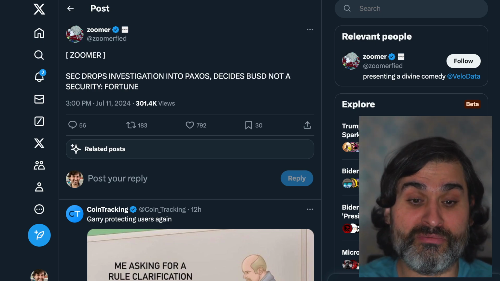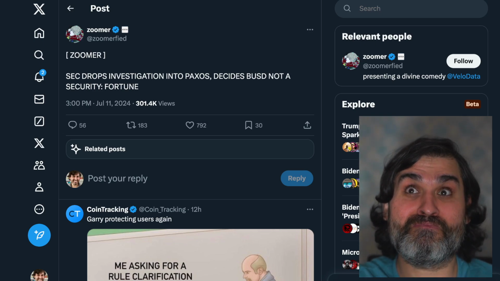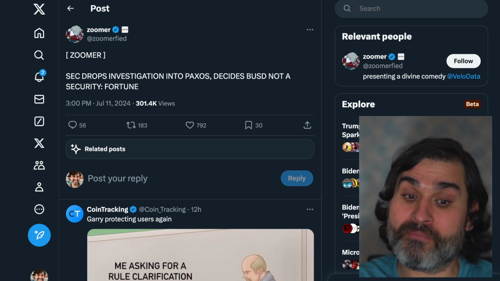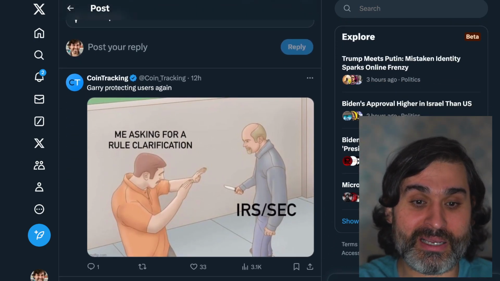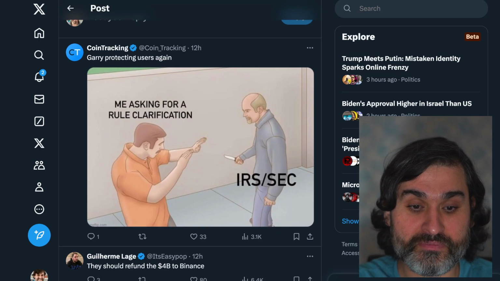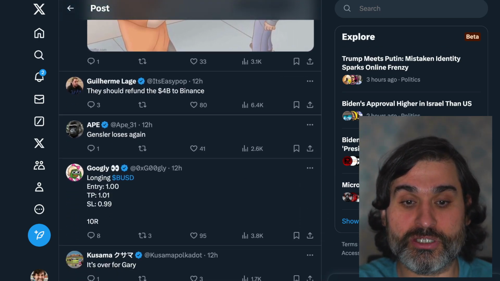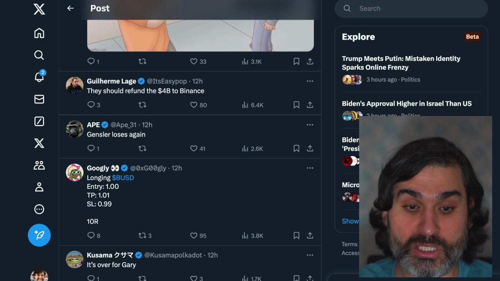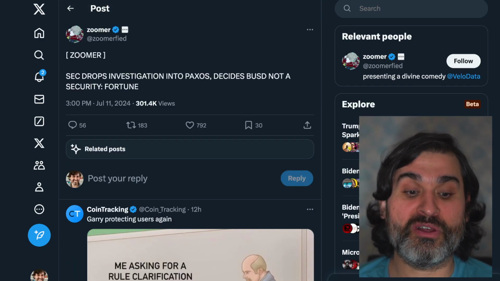That is a whole lot of money that Binance kind of got screwed out of. And I would be pissed if I was Binance, but that's the way it happens. So here, people have already started making memes about Gary Gensler protecting users again, and this person says that they should refund the $4 billion to Binance that they've lost.